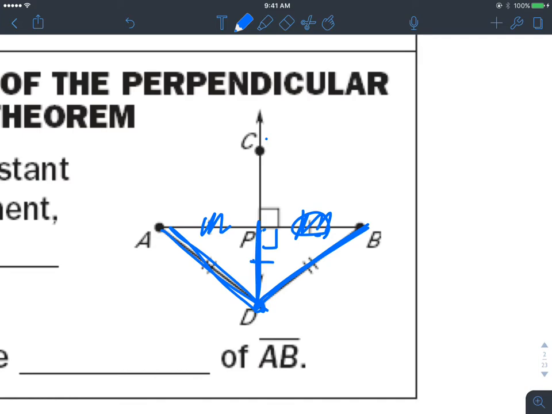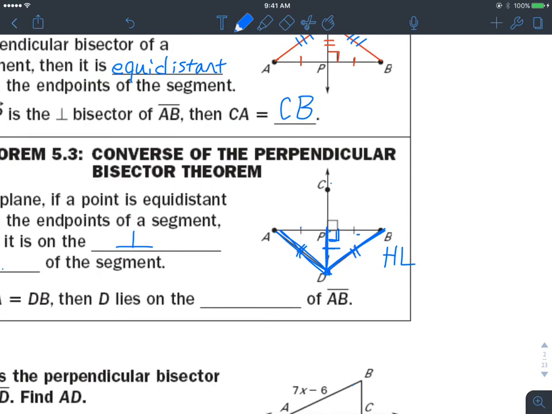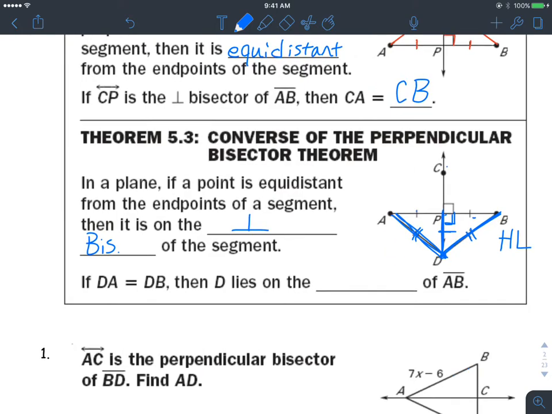So based off of what we have, the one tick, the right angle, and then the two ticks right there, by HL those two triangles that I have made are congruent. Therefore, these leftover pieces right here, these little one ticks, are congruent. And therefore that means that point D is on the perpendicular bisector.